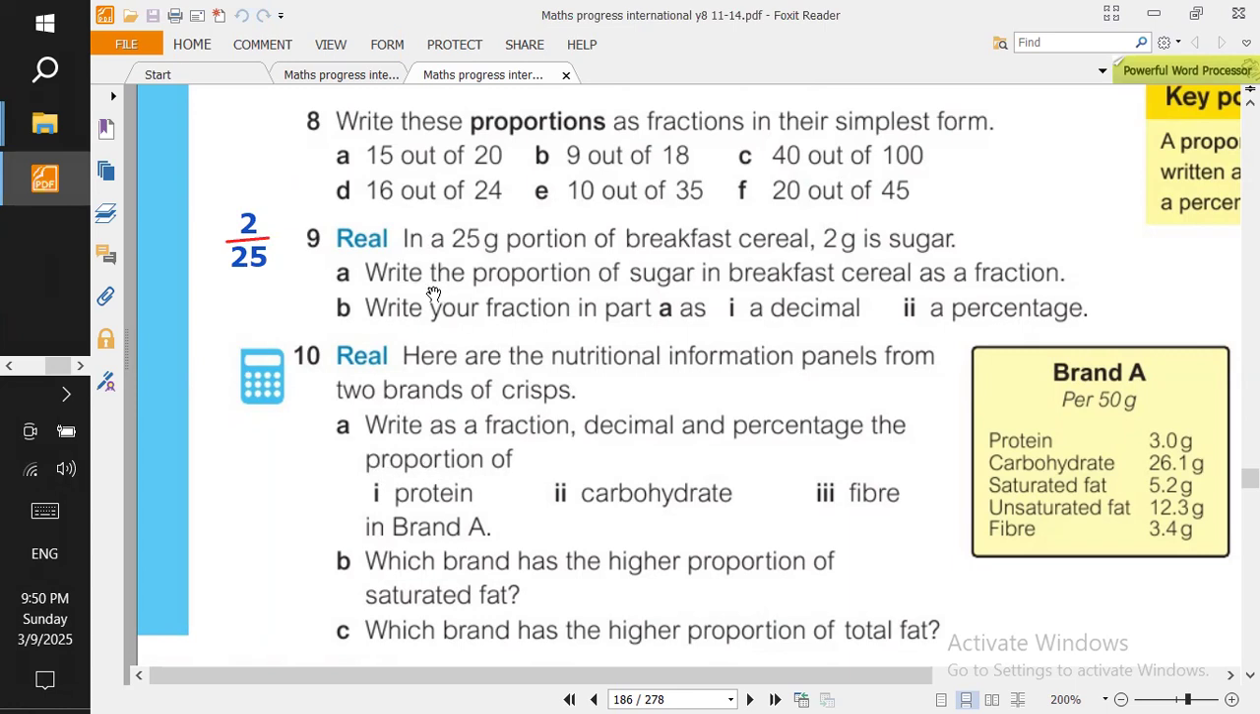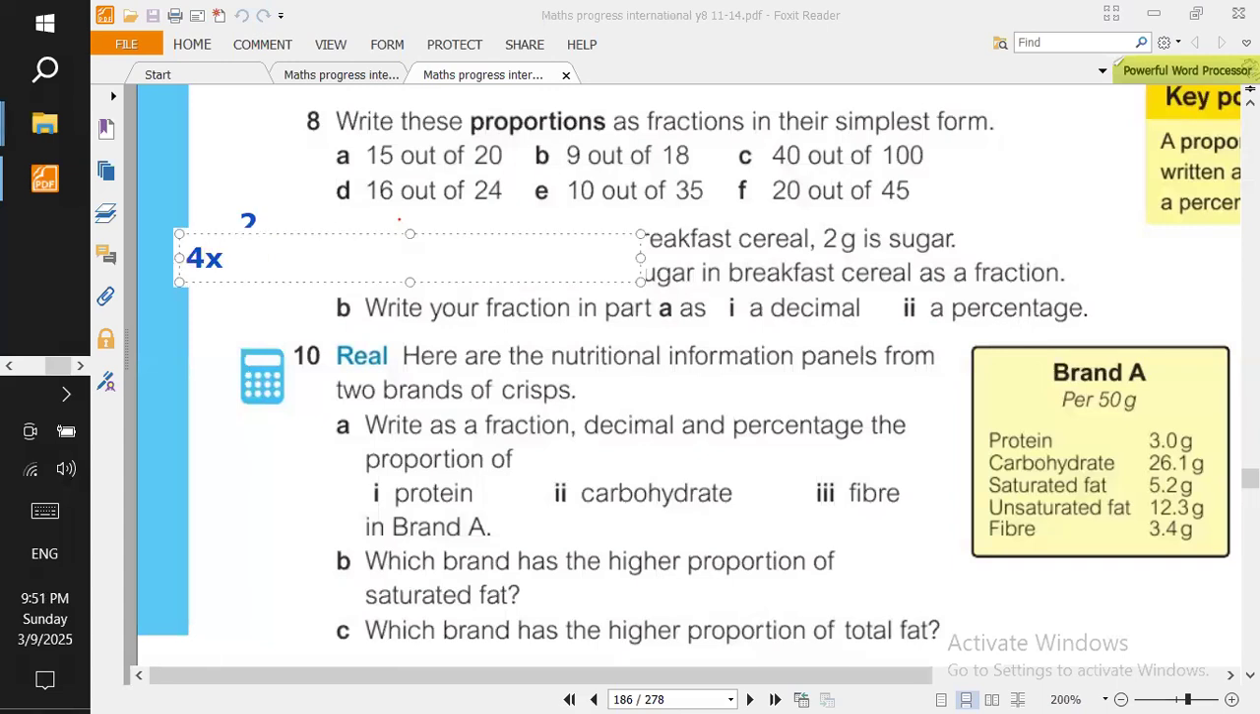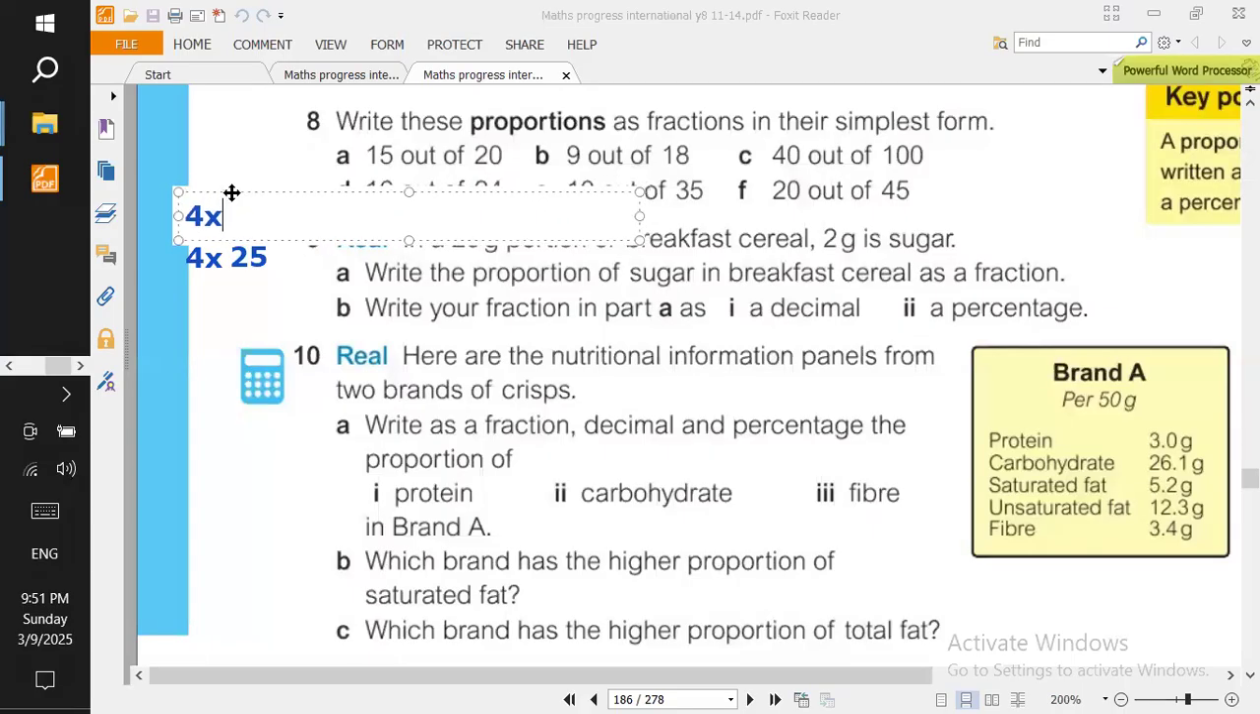And then write your fraction in part A as a decimal. To write this as a decimal, you can use the calculator. It will divide it and turn it into a decimal. Or you can use the method that we talked about before. To write a decimal, we need to make the denominator 10 or 100 or 1,000. So how can we turn the 25 into 100? Very good, by multiplying by 4. So I'm going to multiply this by 4. And because I multiplied the denominator by 4, I have to multiply the numerator by 4 too.